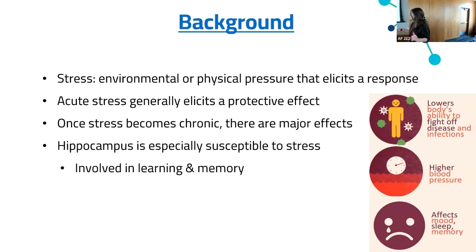And an especially interesting structure that we consider when thinking of stress is the hippocampus, a structure in the temporal lobe of the brain involved in learning and memory. And this structure is especially interesting because it is so highly susceptible to stress. It's densely concentrated with glucocorticoid receptors, so stress receptors, and it allows stress hormones to easily target and damage this structure.